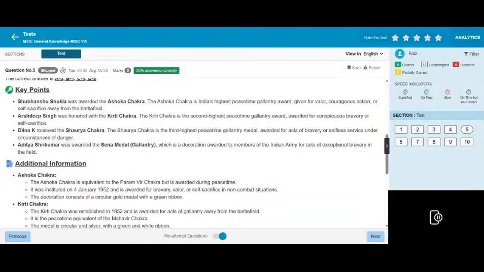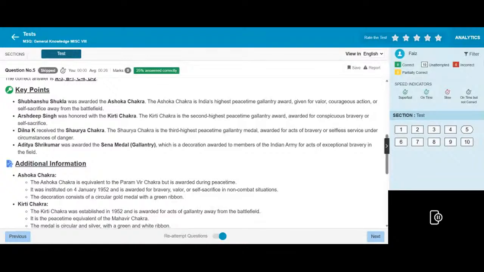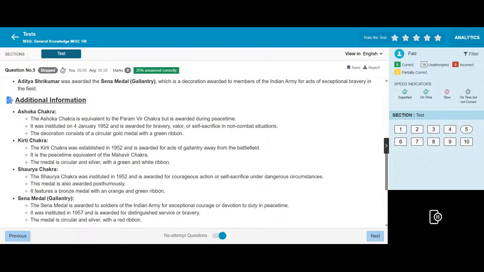Who was awarded the Ashok Chakra? The Ashok Chakra is India's highest peacetime gallantry award, given for valor and courageous action away from the battlefield. The Kirti Chakra is the second highest peacetime gallantry award. The Shaurya Chakra is the third highest. Param Vir Chakra is the highest decoration awarded for valor in the face of the enemy, while the Ashok Chakra is awarded during peacetime.